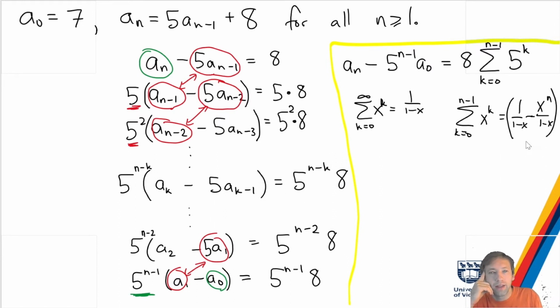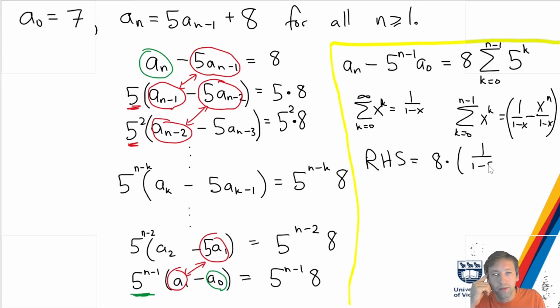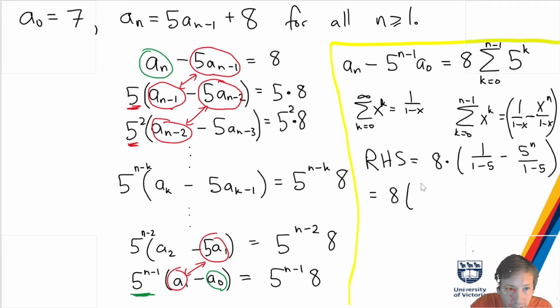Right? And if I think about this thing and I plug in x equals 5, we should get that the right-hand side here is 8 times 1 over 1 minus 5 minus 5 to the n over 1 minus 5, which gives you 8 times 5 to the n minus 1 over 4. So that's just a bit of algebra.